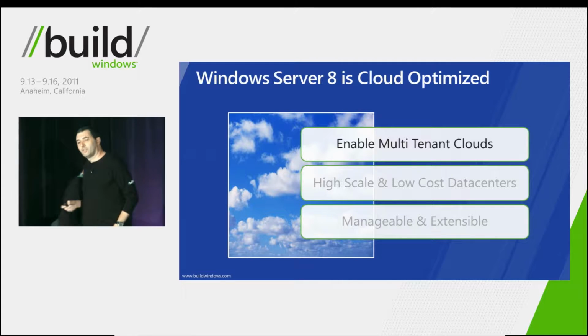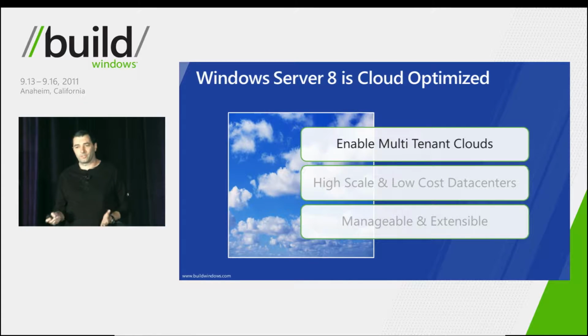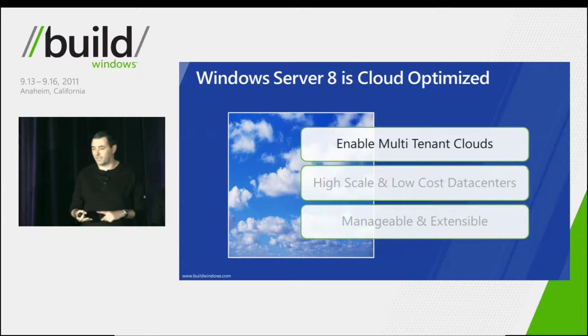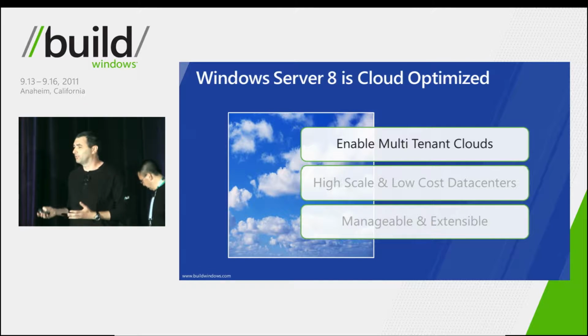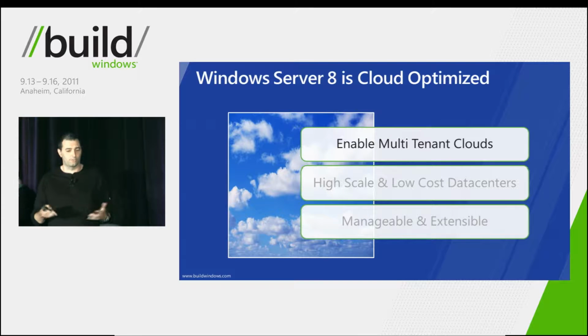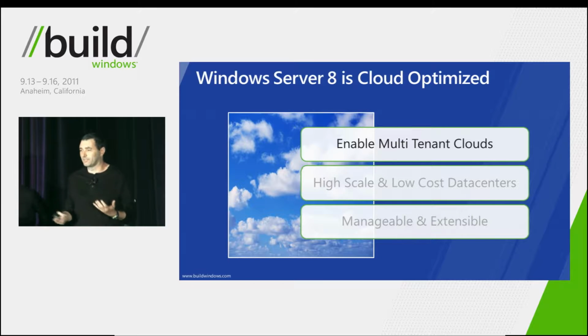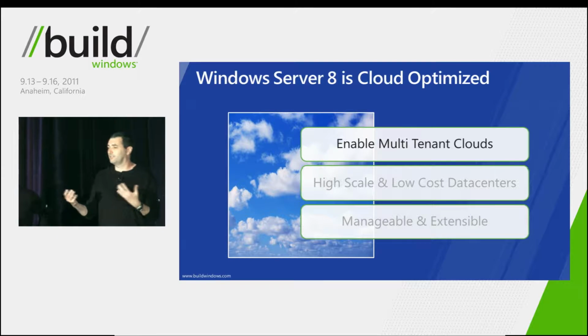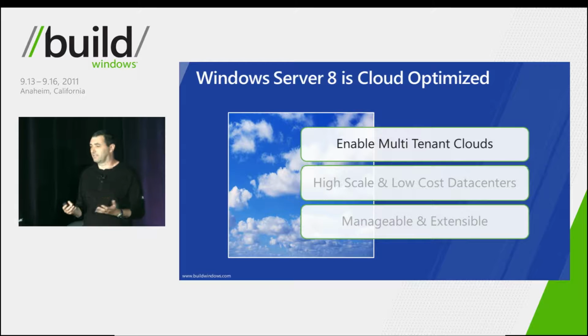So when we talk about Windows Server 8 being cloud optimized, we really talk about multi-tenancy, high scale, manageable and extensible. Multi-tenancy is really the core. If you are going to build a cloud, meaning you're going to have multiple customers running on your same infrastructure, same data center, there is no single tenant, right? You have to ensure that all of those different customers actually get isolation from each other, get the experience as if they're running on an isolated environment like in the past.